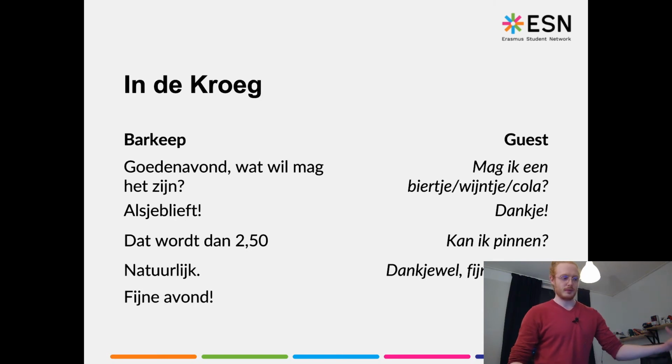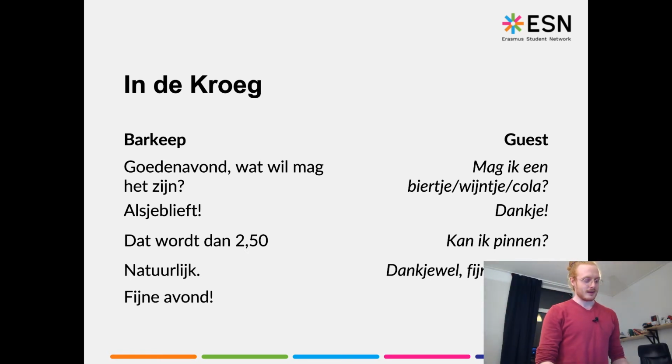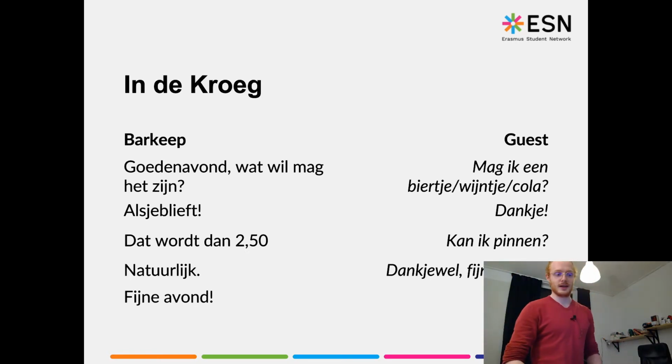And then the bartender would ask, what do you want to drink? They could say, wat wilt u drinken? Of wat wil je drinken? So literally, what do you want to drink? Or more commonly, what it says here without the wilt, ignore this. Wat mag het zijn? What will it be? And then you can ask for wine, or beer, or cola, or whatever you would like to drink.